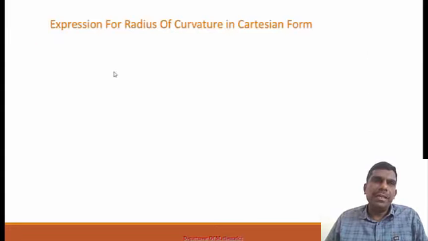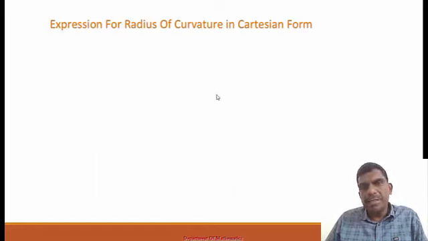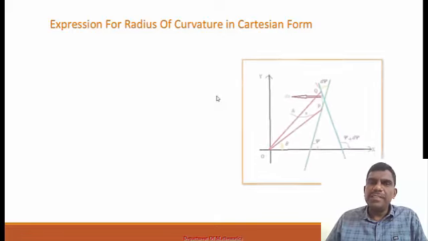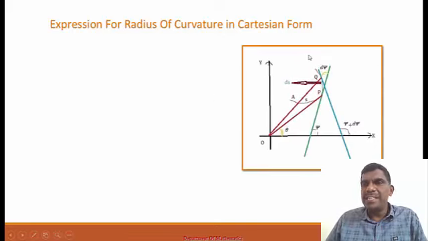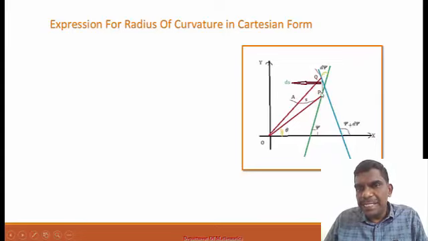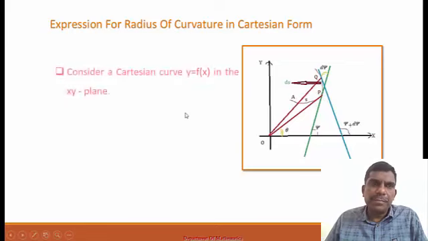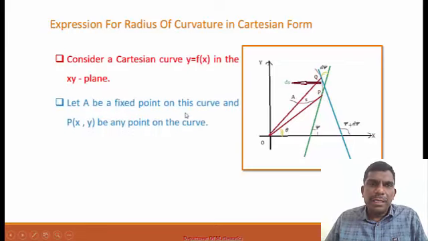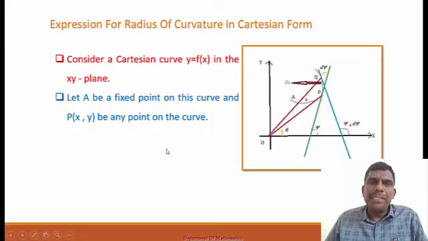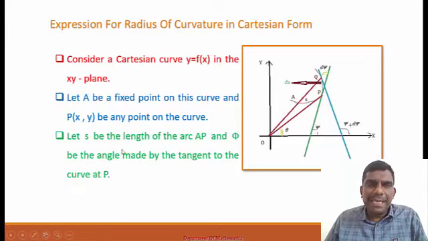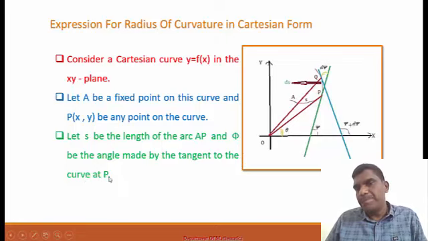Now, we take the expression of radius of curvature in Cartesian form. To derive this, we consider a general curve in the format y is equal to f of x. Then P is a general point on that particular curve, and A is a fixed point. Then S is the length of the arc AP, and psi is the angle made by the tangent to the curve at P, the tangent angle.